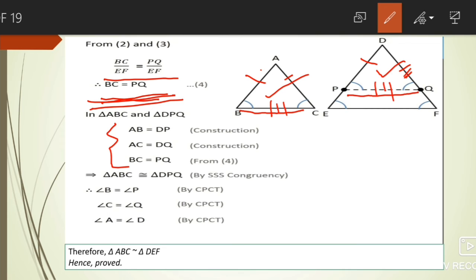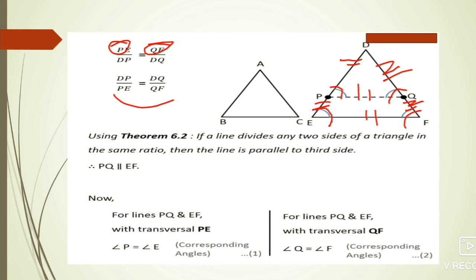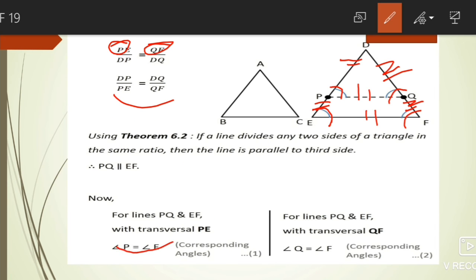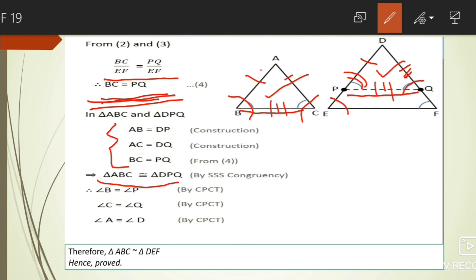Now since they are congruent, by CPCT you can say that angle B will be equal to angle P and angle C will be equal to angle Q. But if you remember, here angle P was equal to angle E and angle Q was equal to angle F. You have proved that. So you have proved P is equal to E, and now you have proved by CPCT angle B is equal to angle P. That means ultimately angle B is equal to angle E.